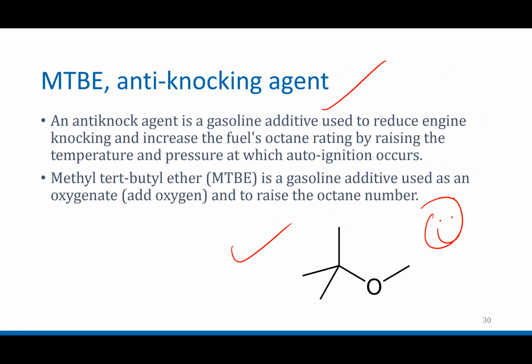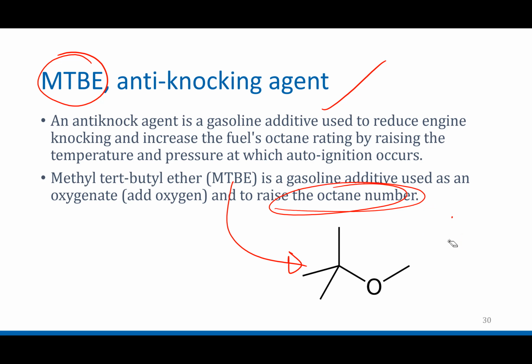Okay, so what would be the purpose of an ether? Well, a purpose of an ether is as an anti-knocking agent. So first of all, what is MTBE? MTBE is methyl tert butyl ether. You don't need to memorize that, don't worry, but MTBE is a gasoline additive. What it does is it adds oxygen to gasoline or petrol, and it increases the octane number. Okay, very, very important for your final exam.